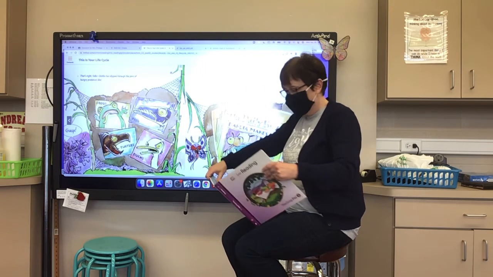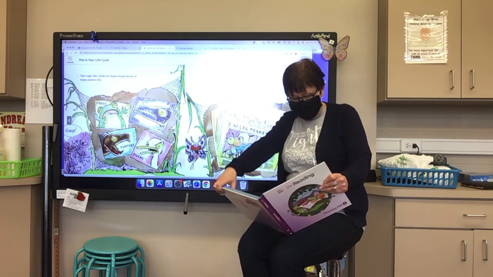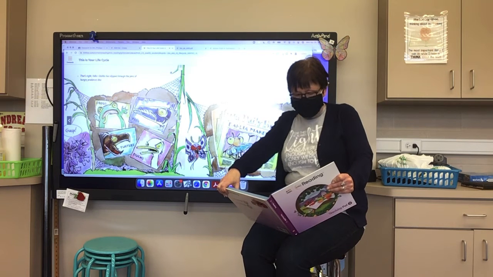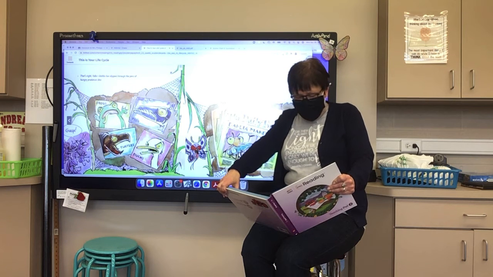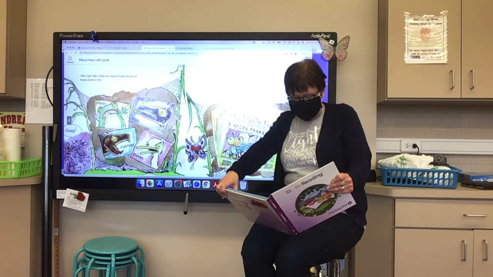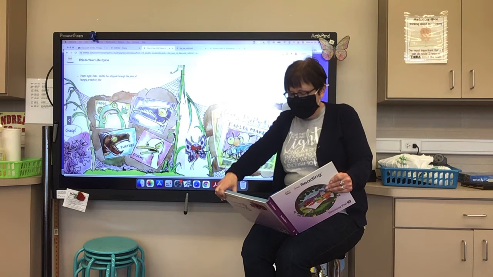That's right, folks. Dahlia has slipped through the jaws of hungry predators like frogs, fish, turtles, ducks. Gasp! Hooray! Breathe easy, my friends. Dahlia is one tough little nymph and has managed to escape death by living under the cover of rotting leaves, dead logs, and thick swamp grasses. Word from the pond says she's become quite a fierce little predator herself. Why, just last week, the Daily Buzz reported seeing Dahlia chomp away at an unsuspecting tadpole.